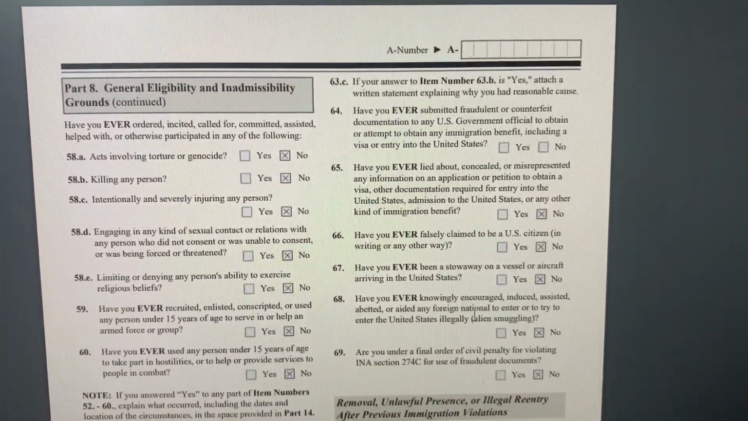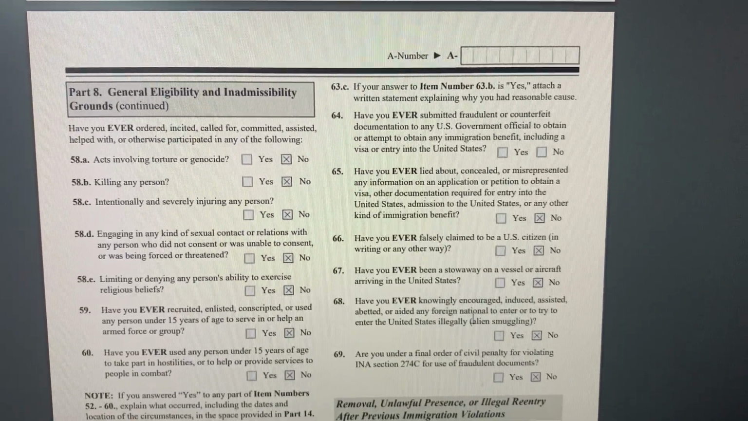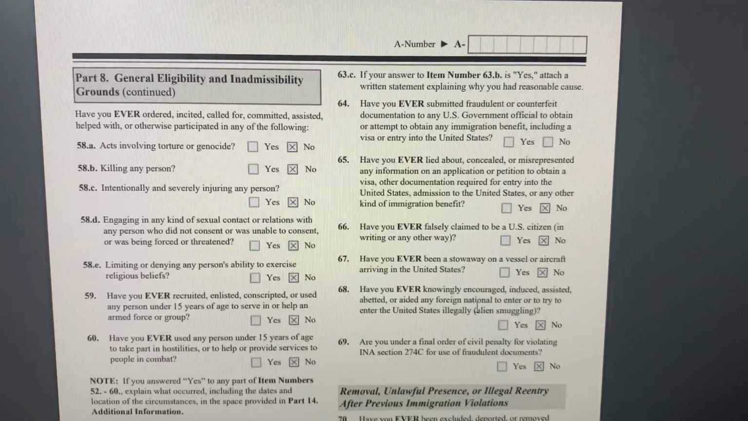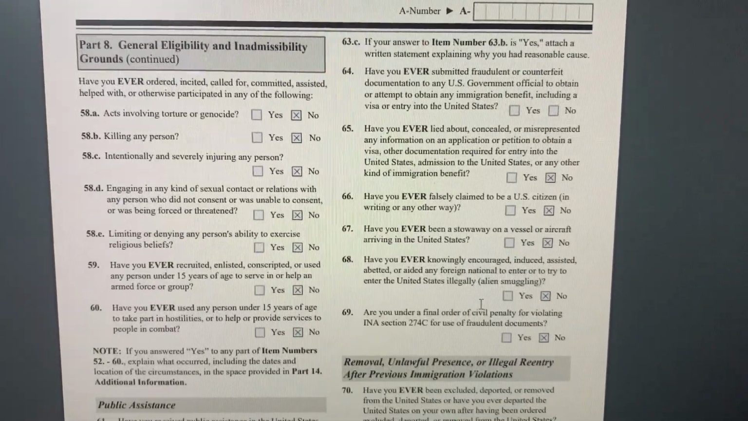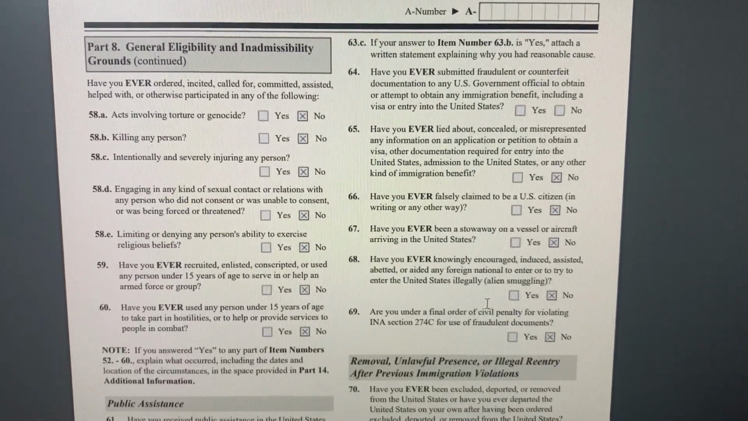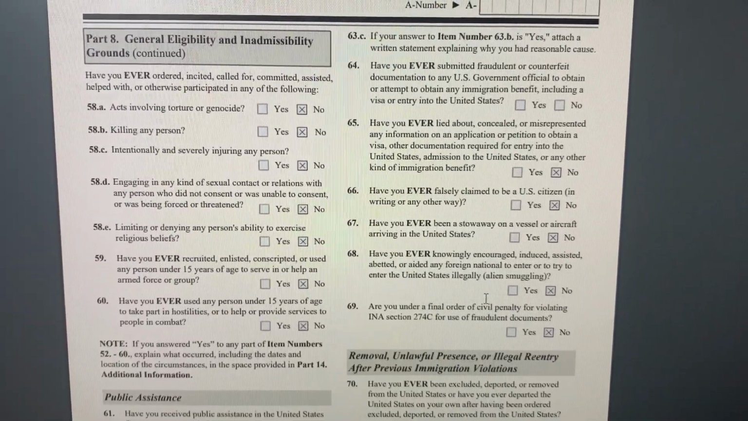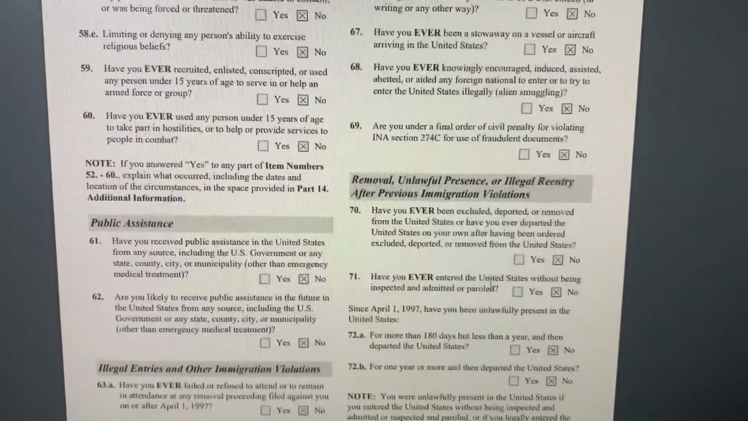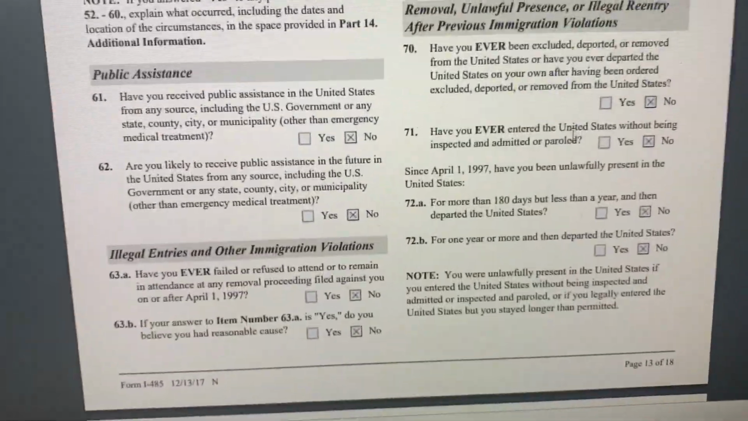So page 13, continued, acts involving torture or genocide. No. Killing any person. No, of course. Intentionally and severely injuring any person. No. These are really brutal questions and honest, straight to the point.